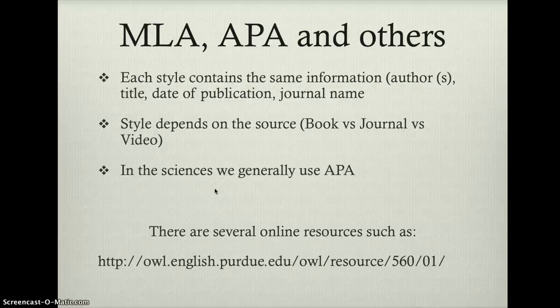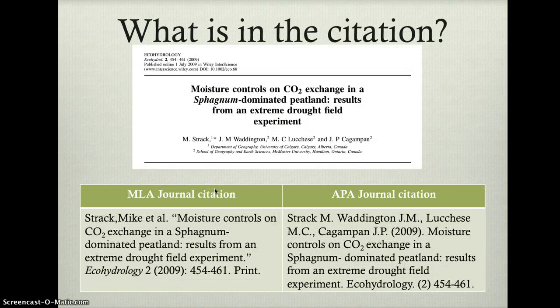The style of the citation also depends on the source. Is it a book, a journal, a video, that sort of thing? And in the sciences, we generally use APA. That's what I'm used to seeing, and that's what I would like you to use. However, if you are experienced using MLA, you can go ahead and stick with that. There's a lot of available resources for this online. One example is this OWL English at Purdue. They've got a really good database for looking up how to properly cite things. But we'll go over it briefly.